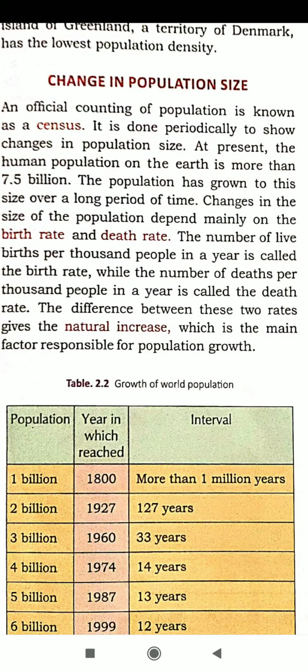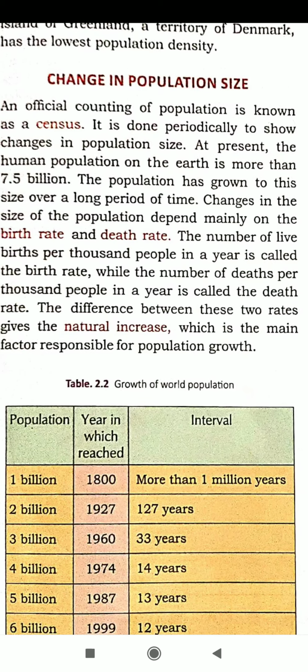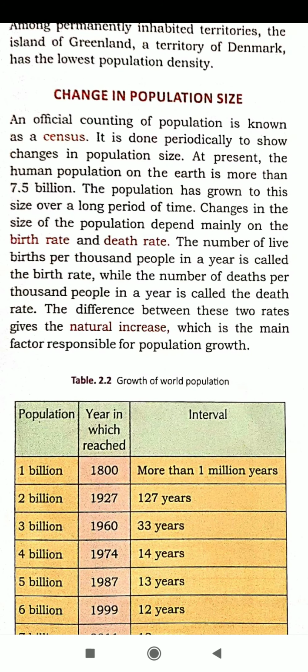The difference between these two rates gives the natural increase, which is the main factor responsible for population growth. If death rate is more and birth rate is less, the population will not increase, it will decrease. If the birth rate is more and death rate is less, population will increase. We can understand the growth of world population with the help of this table.